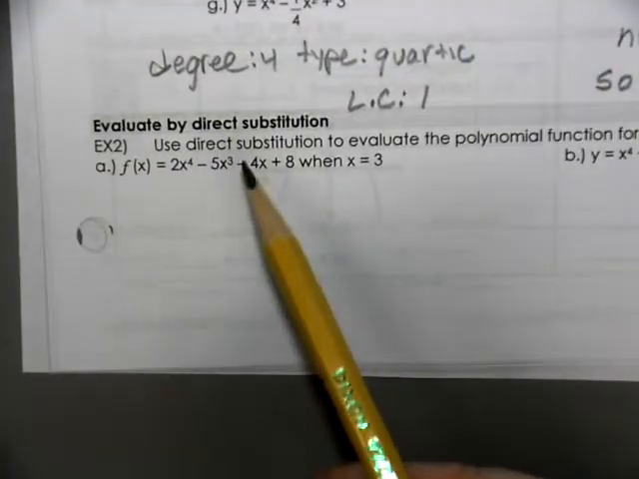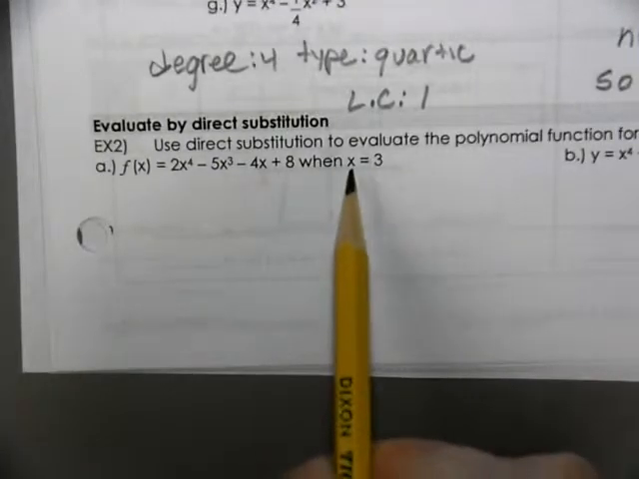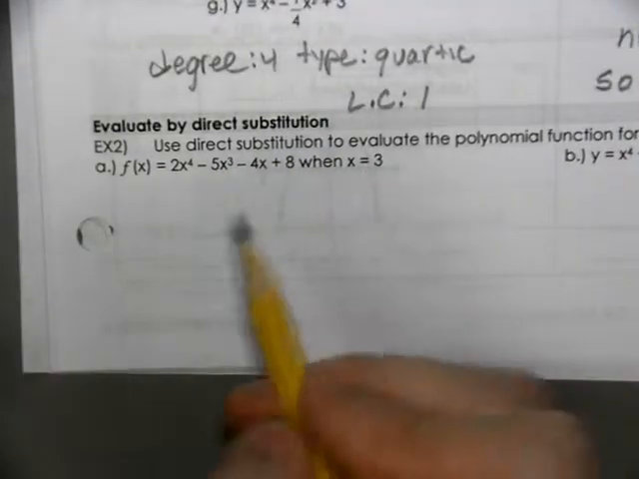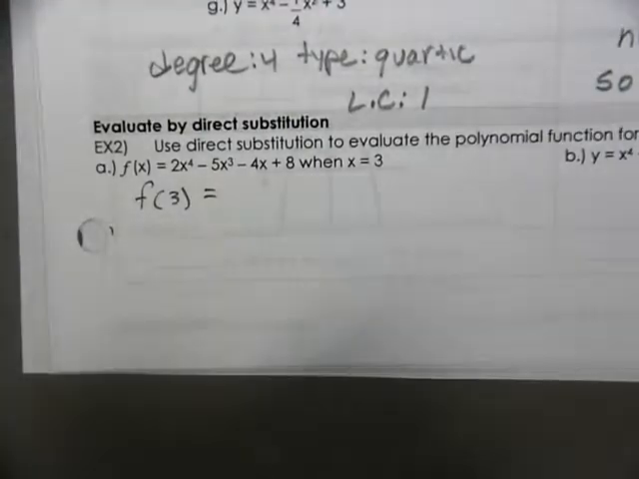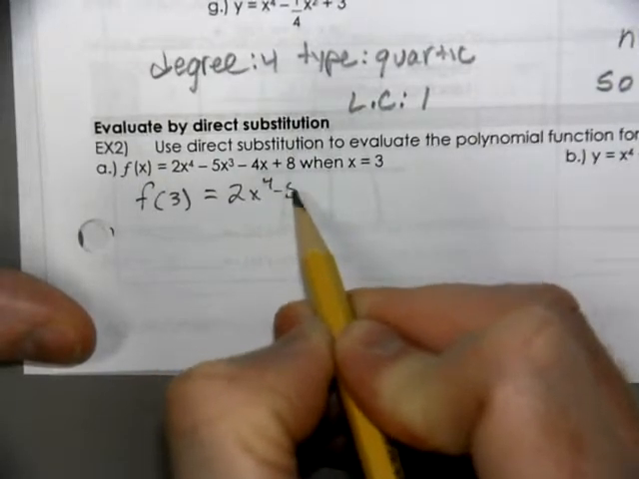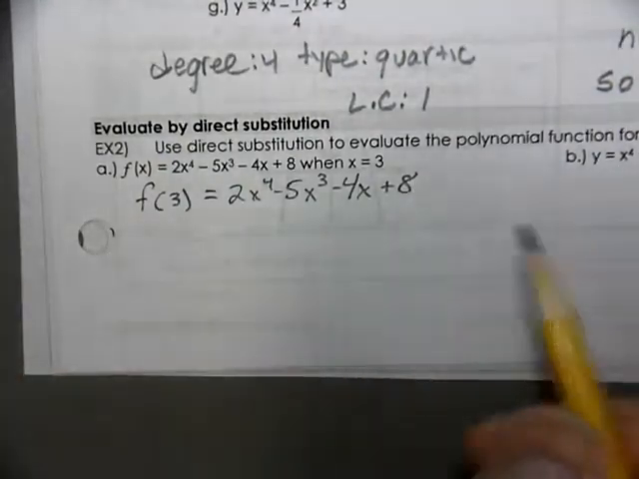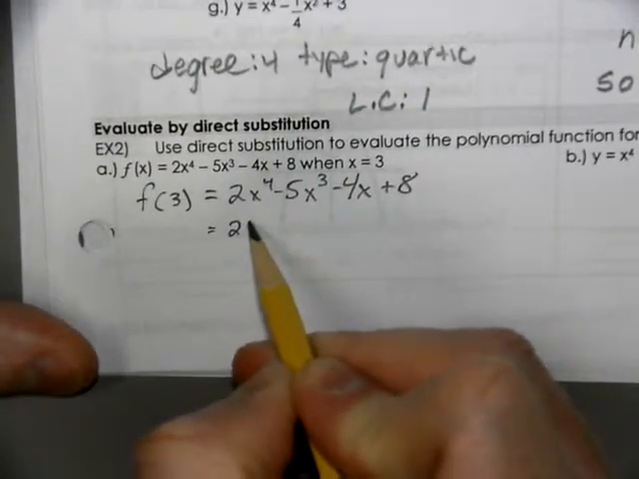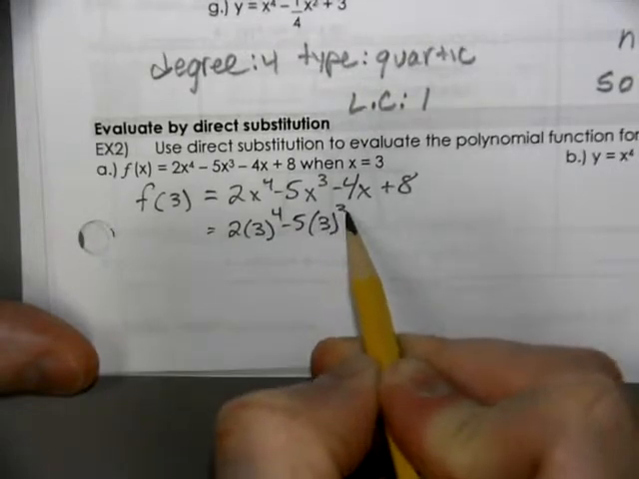Next, we're going to talk about substitution. When we substitute, here we're looking at x equals 3. We want to know where this function is when x is 3. So using function notation, we say f of 3, and it's good to write out your equation. When the x value is 3, that means we're going to plug a 3 in for every x.